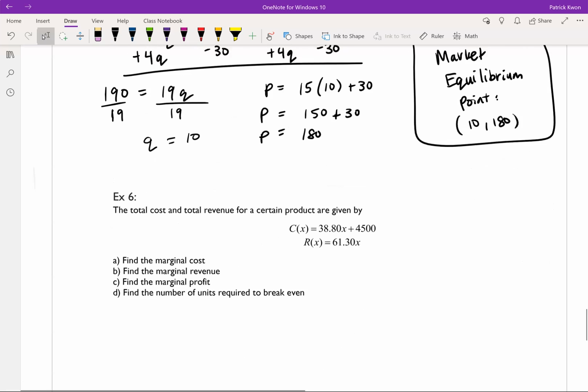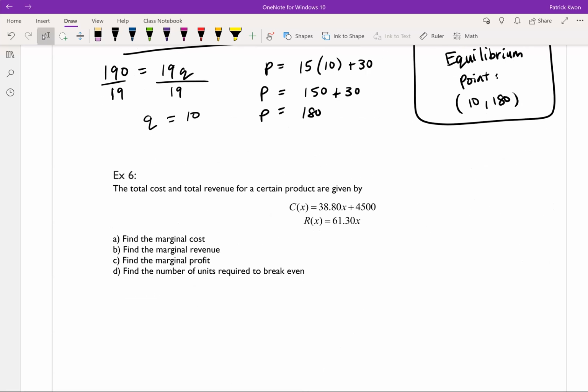Yay, we're on the last example. Okay, example 6. So the total cost and total revenue for a certain product are given by the following equations. And we have a bunch of questions. The first one is find the marginal cost. Now, notice that the cost function here is linear. So the marginal cost will just be the slope. So it will be $38.80. The marginal revenue, again, the revenue function is a linear equation or linear function.